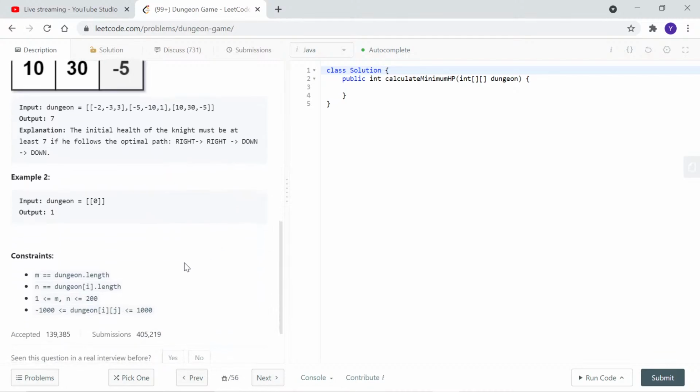The constraint is that m and n are between 1 and 200, and dungeon[i][j] is between negative 1000 and positive 1000.